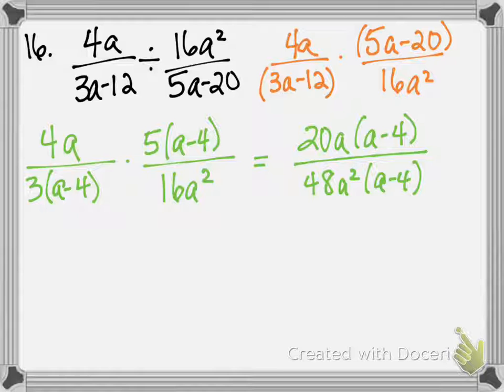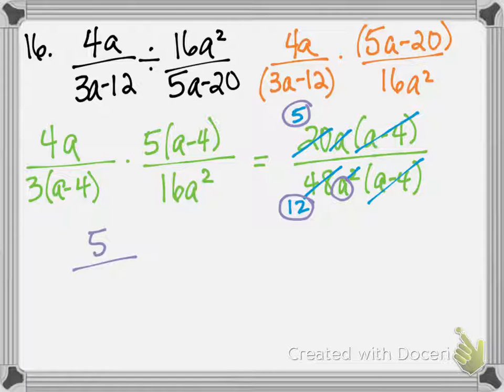And now at that point, you can start reducing. So the a minus 4s will cancel. A on top cancels with 1a on bottom. And then 20 over 48, think about what will go into both of those. It's going to be 4. So 20 changes to 5 and 48 changes to 12. And now look at what you've got left. You've got 5 on the top and you've got 12a on the bottom. So this is 5 divided by 12a.